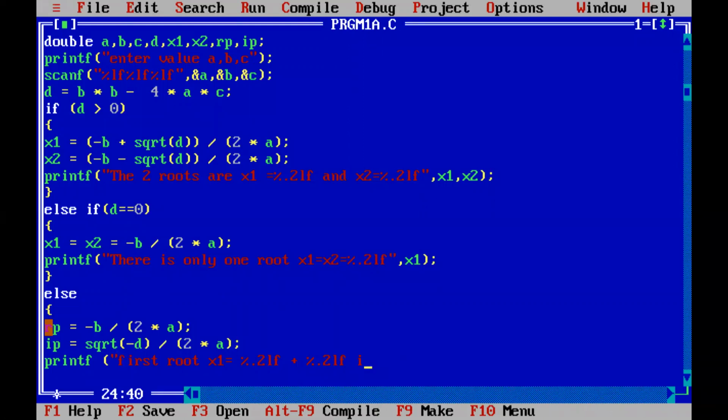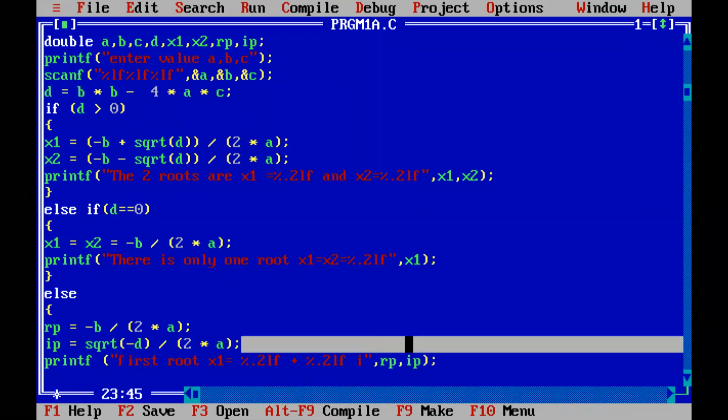First root x1 equal to. Whatever value we are passing will be replacing it. So it will be like rp comma ip. The variable rp, whatever value it has, will replace this percentage 0.2 LF, and the second variable ip, whatever value is there, will replace this. And I am giving this i for real plus imaginary. You can just give that i. The imaginary part is multiplied with the i value, right? So you are giving that. So that is a separate i.